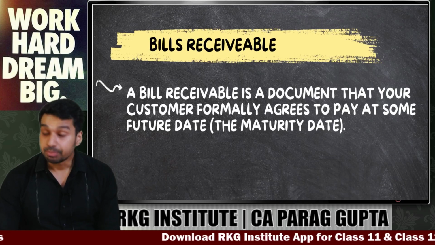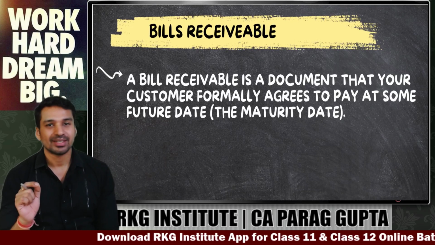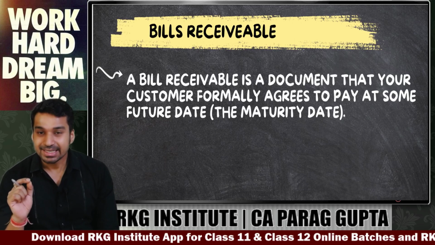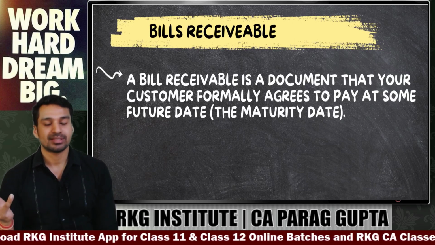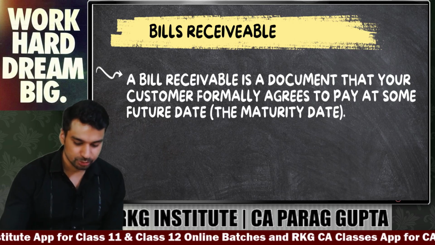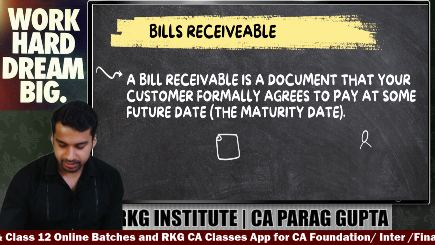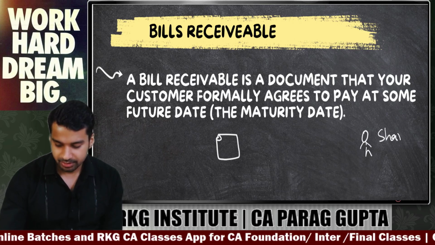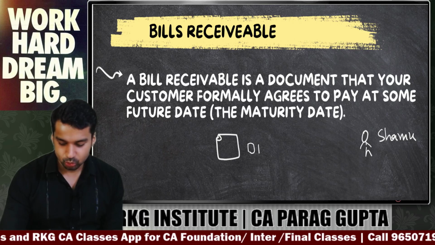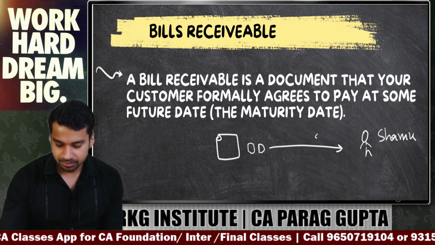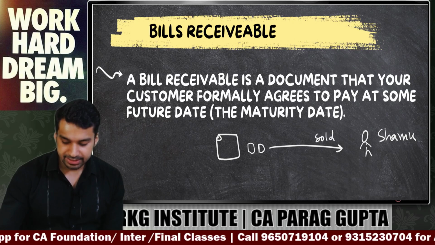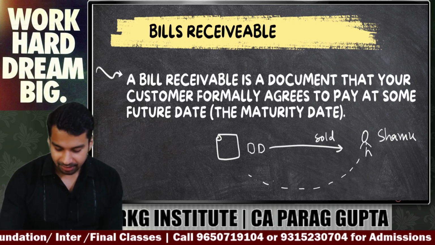Now the next term is bills receivable. Very interesting story. What is bills receivable? It is an asset basically, but what is bills receivable? So let me take you back to the story of debtor. Remember debtor? Who is a debtor? Debtor is the person to whom I have sold goods, and he said I will pay after 3 months.